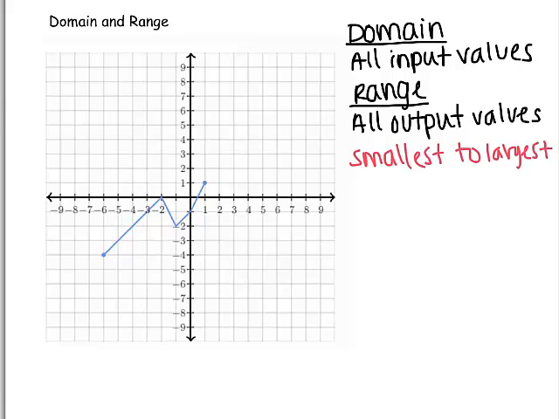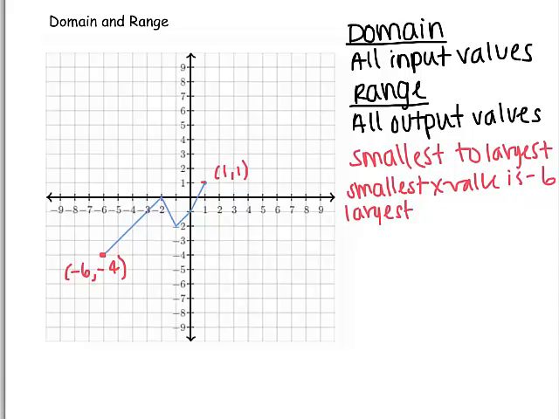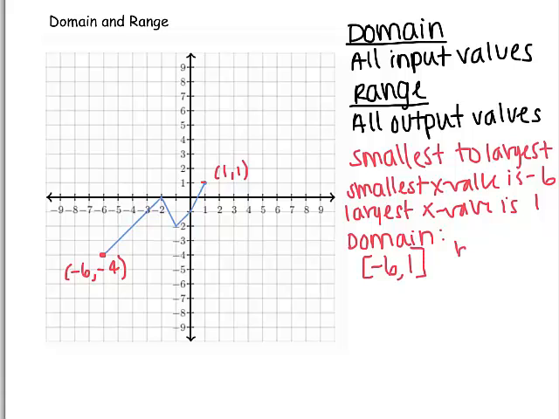Okay, so now look at my graph. I can see that this point is on the far left, and this point is on the far right. So the smallest x value comes from the far left point, and it's -6. The largest x value comes from the rightmost point, and it's 1. So when we write domain, we're going to write from -6 to 1. We use the brackets to include the points.